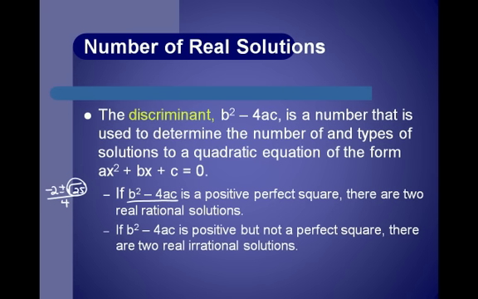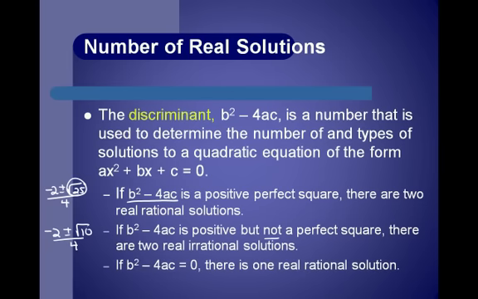If b squared minus 4ac is positive, but it's not a perfect square, that was our negative 2 plus or minus the square root of 10. We still get two answers. They are just going to be two real irrational solutions.